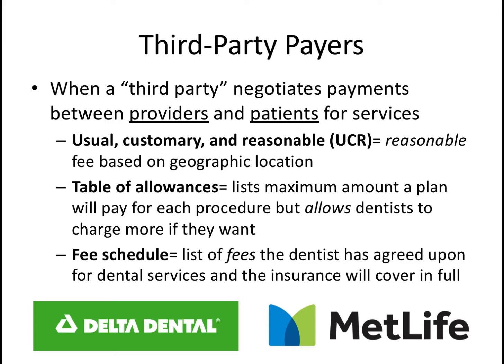A table of allowances lists the maximum amount that a plan will pay for each procedure. So if a dentist charges $125 for a filling and the table of allowances lists that procedure at $100, the patient's responsible for paying the difference. So in this arrangement, the insurance will cover most of the cost, but it does allow the dentist to charge just a little bit more.